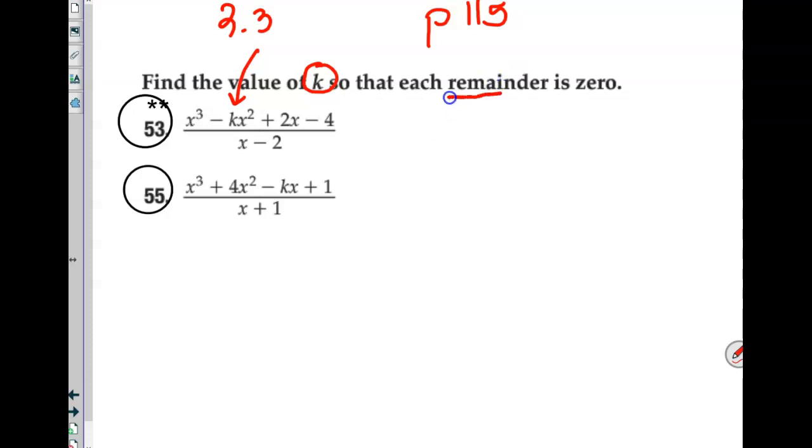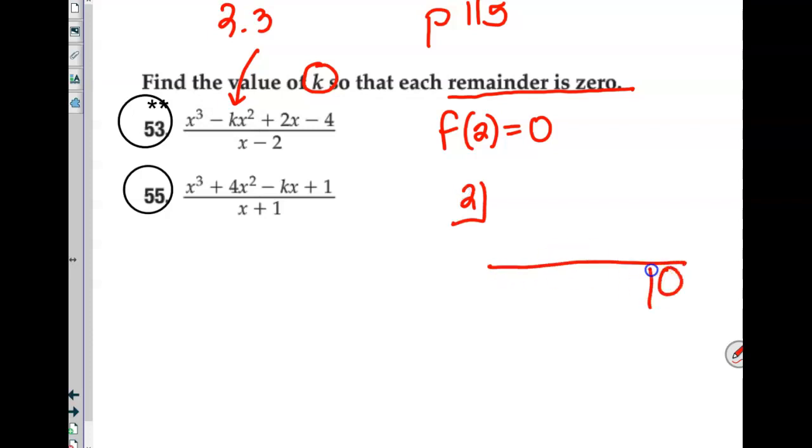It says right here the remainder is 0. So that means when we divide with the 2, it should come out 0, yes? Or we could do this, and it should come out 0. Yes? Okay, let me just show you. Don't necessarily write this down because it's not that fun.